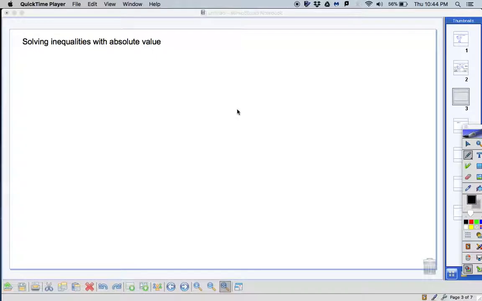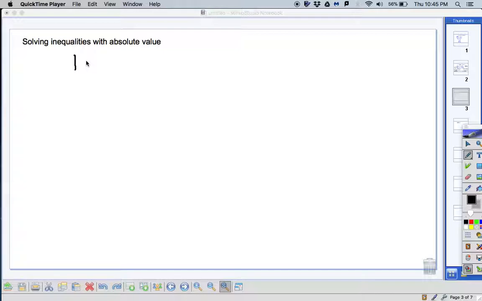Okay, today we're going to look at solving inequalities with absolute value. So first off, we're going to solve inequalities the way we always do with absolute value. So we're going to start with just looking at the absolute value, and then we're going to look at some special cases. So let's look at a couple absolute values.